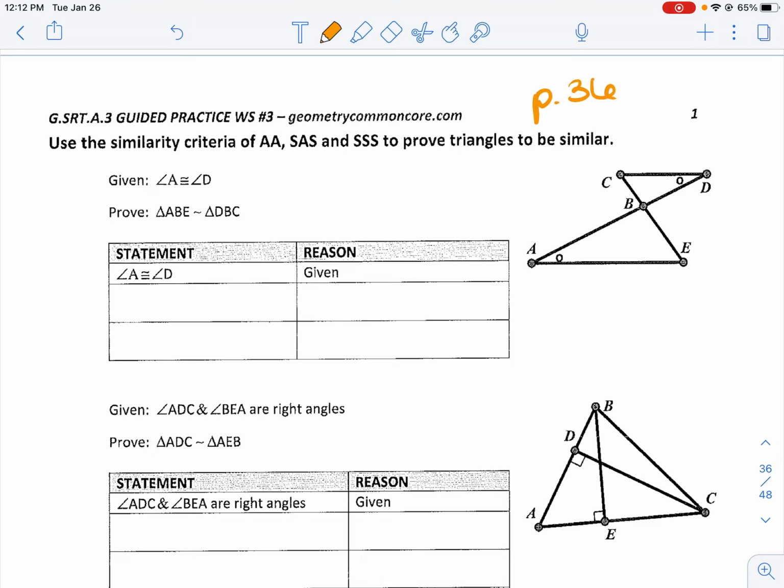Página 36. I used to speak German. I'm trying to remember. How do you say 36? Can't remember. All right, if I remember, I'll get back to you guys.